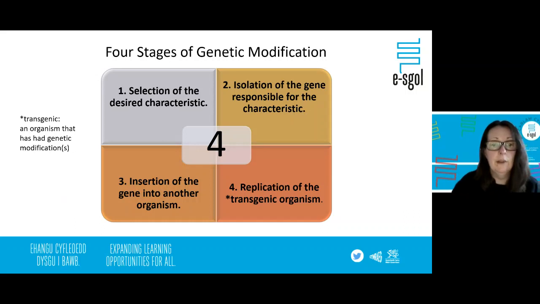We then take that gene out and put it into our crop that we want to be able to survive in very dry conditions. And then the idea is that as that organism that has been genetically modified replicates, it takes with it that new gene. And so it is beneficial. And that organism that has had the genetic modification done to it is called a transgenic organism.